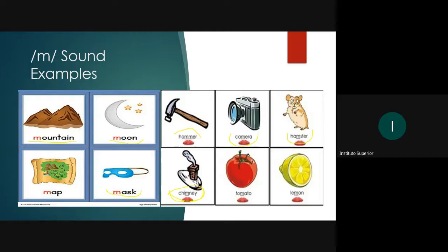Chimney. Remember the M in the middle. Repeat again, please. Chimney. Okay. This one, tomato. And this one, lemon. Remember, we should put our lips together. Lemon. Yes.